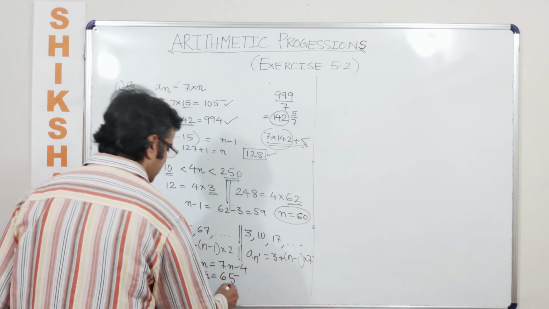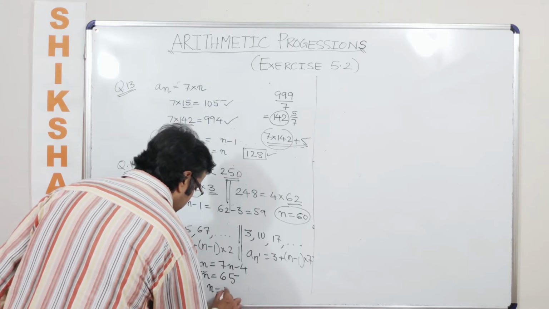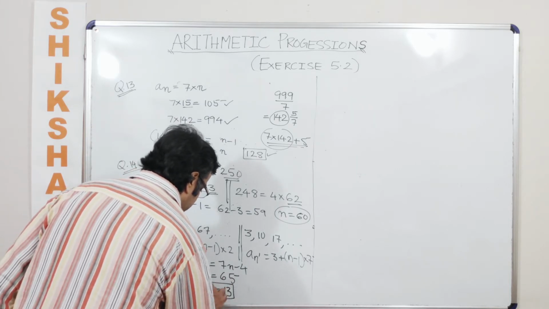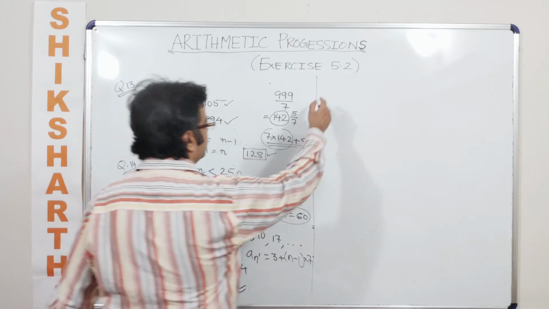So 5n. So which term of both the APs are equal? The 13th term. Let's move on to question number 16.